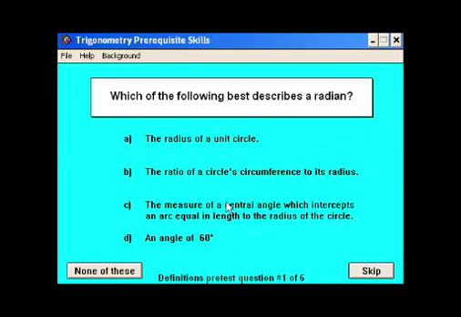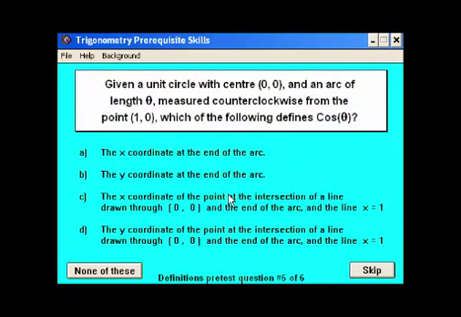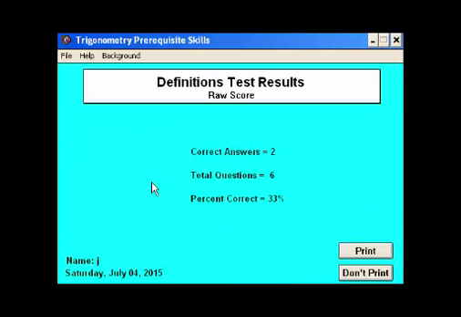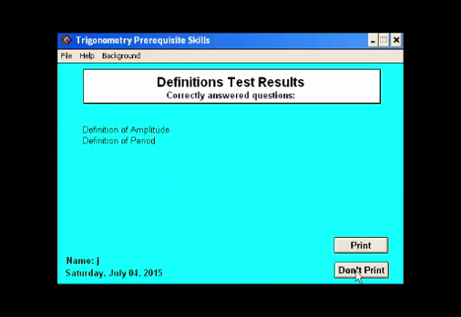And you can see here we've got 6 questions. I'm just going to do the 6 questions quickly. We can ask for the raw score, where I've got 0. The correct questions, there were no correct answers.